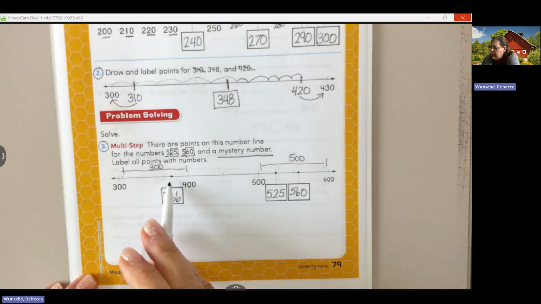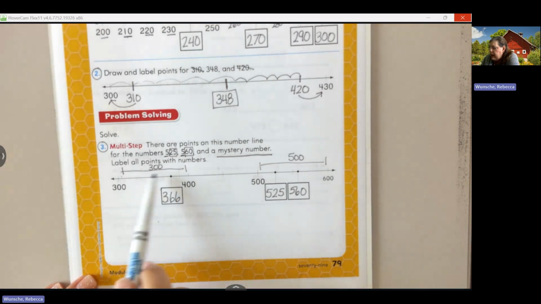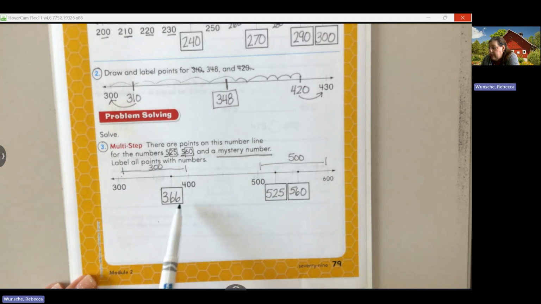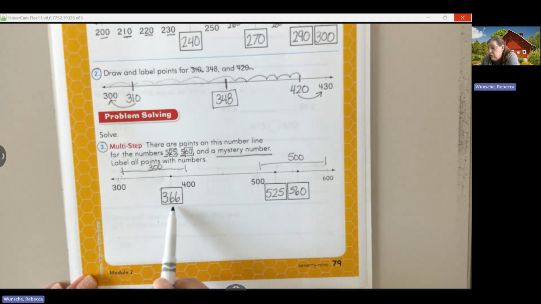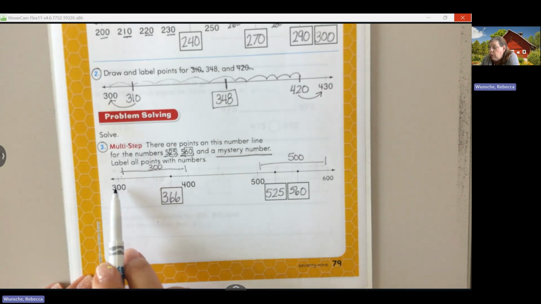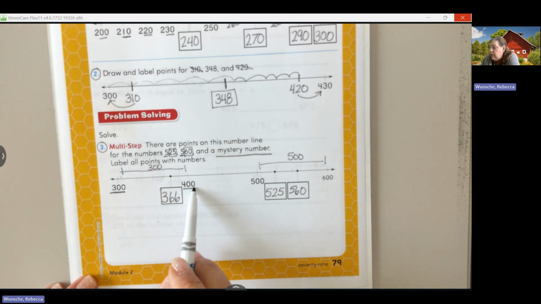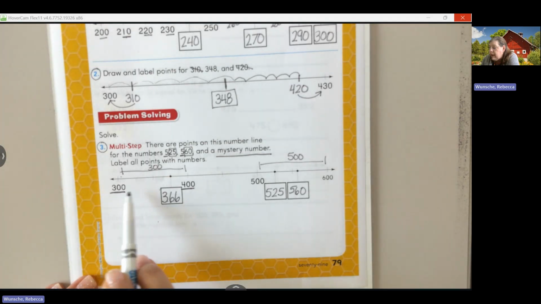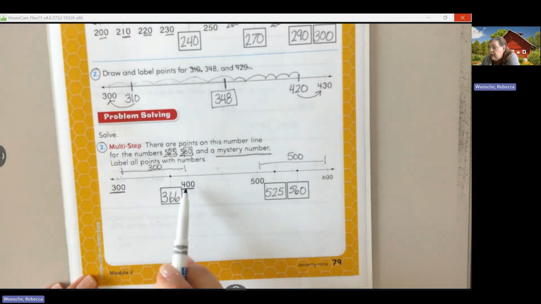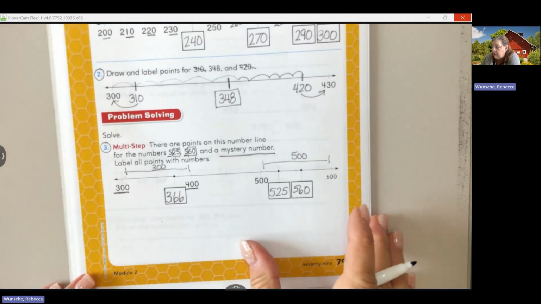Is 366 a number that's in these 300s? Yes. And is it a number that's a pretty close neighbor to 400, closer than it is to 300? Yes, the answer to that is yes. So your 366 or another number that you choose might work there. Now, we have to think about a number like 340. 340 would be closer to this end of your number line than it would be to the 400 end of your number line. So you have to think about which end of your number line your number is going to be closer to.